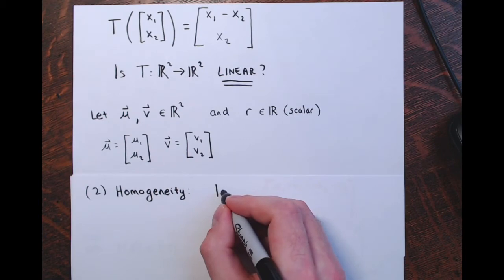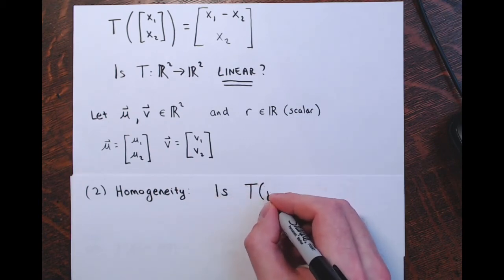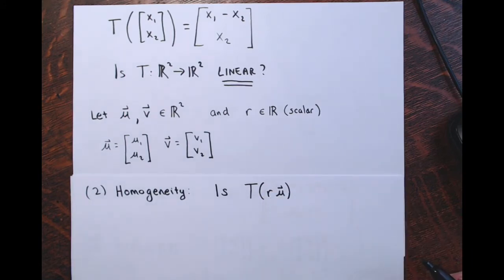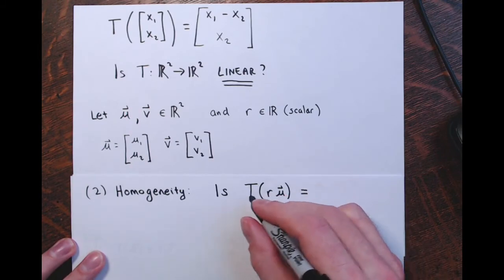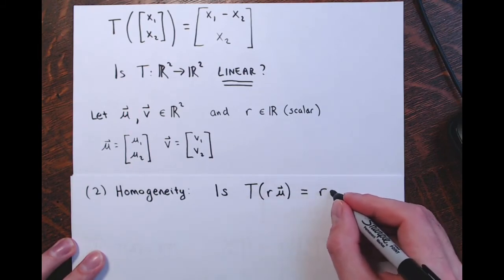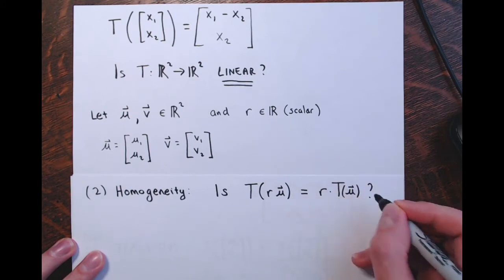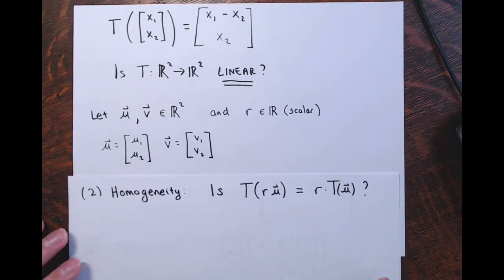So the question here is, T of r times u, again r is any scalar, u is any vector from the domain, is this equivalent to just pulling the scalar out, r times T of u, for all vectors in the domain u and all scalars? So same thing as I did before, I'm going to just work with one side at a time and see if I get the same thing.